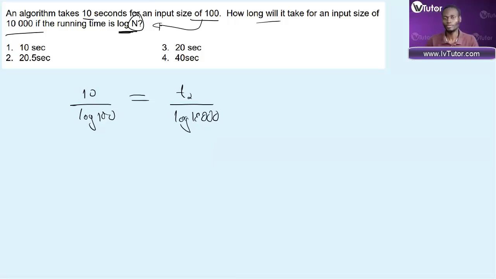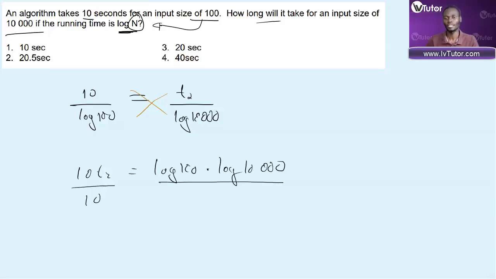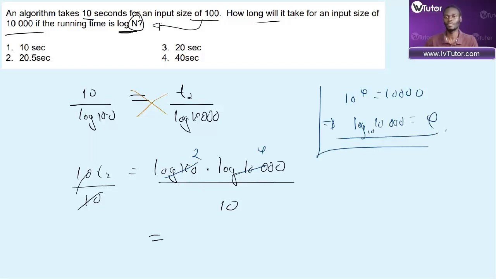So if we do the same thing here, you cross multiply your items, which means you end up here with 10 T2 is equal to log 100 multiplied by log 10,000. You divide by 10 both sides, and your T2 is going to be... log 100 is equal to 2, right? So this is equal to 2, this is equal to 1, 2, 3, 4. From the slides that we did, 10 to the power 4 is equal to 10,000, which implies that log base 10 of 10,000 is equal to 4. That thing that we did before in the previous video, okay?